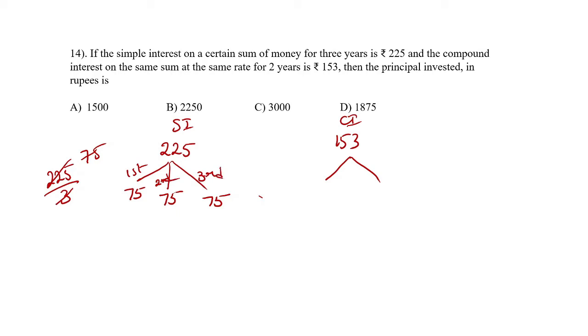In the case of compound interest, the first year's compound interest is the same as simple interest, meaning 75 only. At the first year, compound interest and simple interest are both the same. Now, second year, what is the compound interest? Simply subtract 75 from this 153, then we get 78. Now, what is the question? Finally, find the principal value. So, to find the principal value, first of all find the rate of interest.